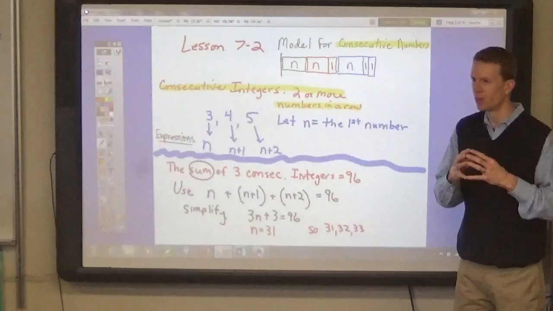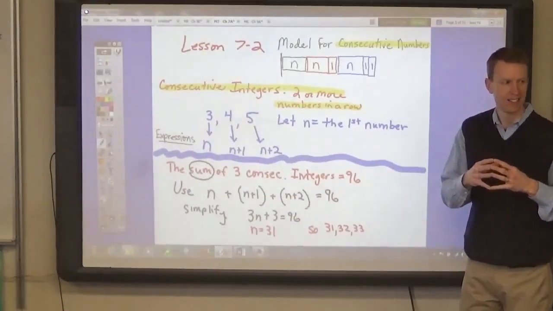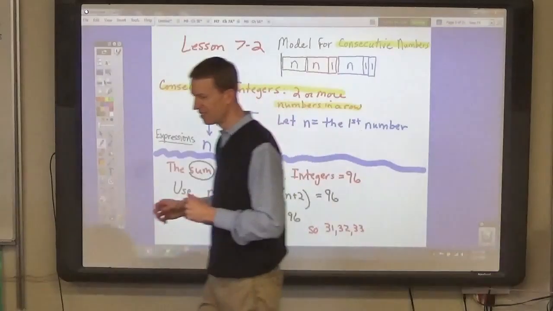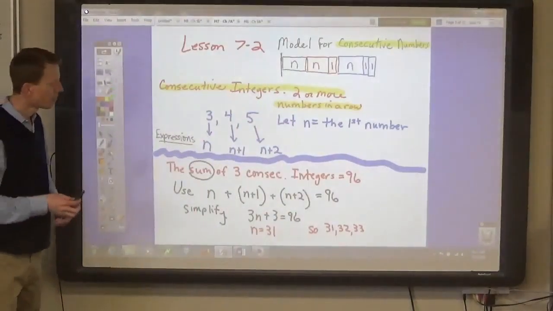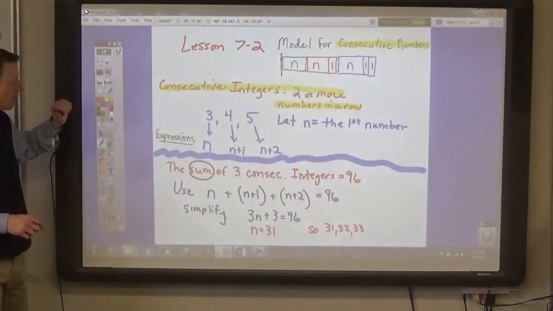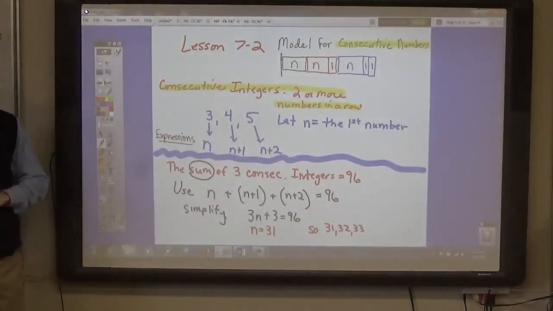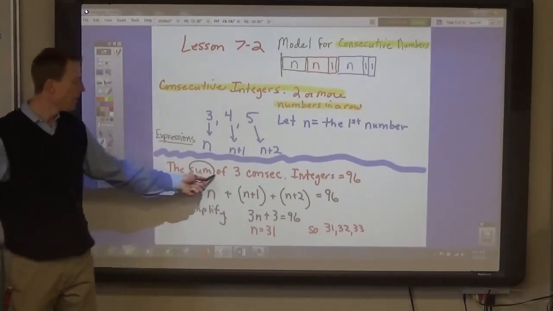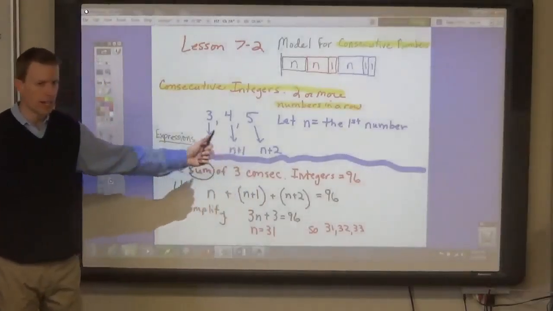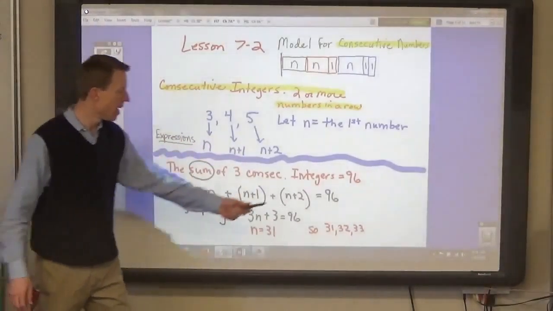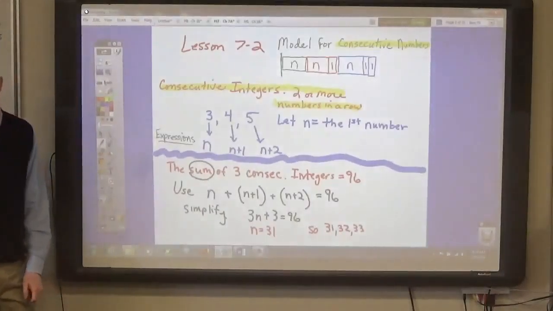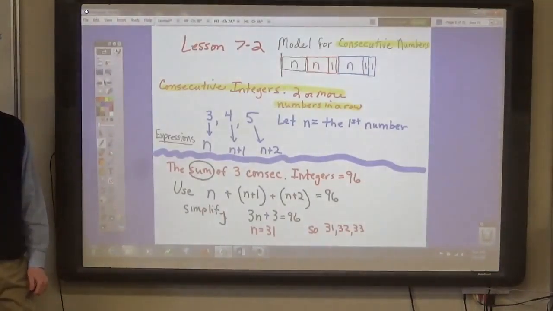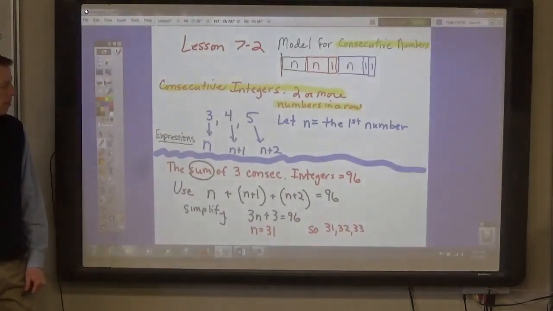Now, yes, you have to write this down. Now, the problem that you're going to have to solve sounds like this. Let's do 3 consecutive integers. Here's an example. Find 3 consecutive integers that equal a sum of 96. Okay? 3 consecutive integers that equal a sum of 96.